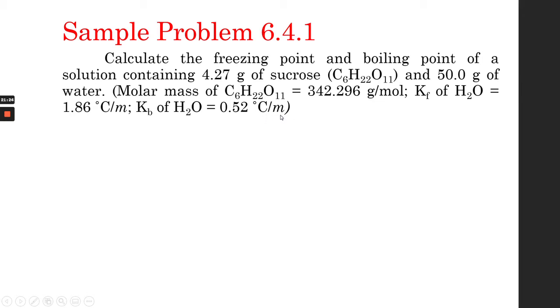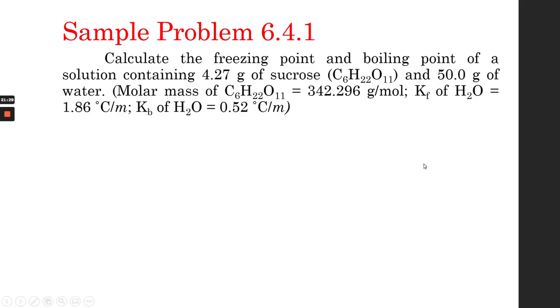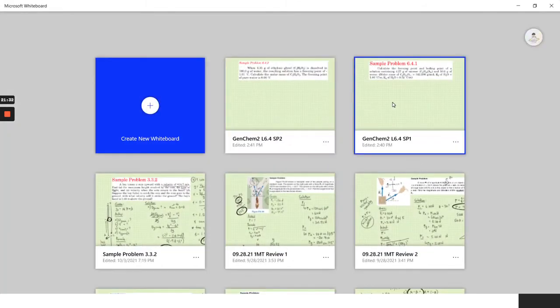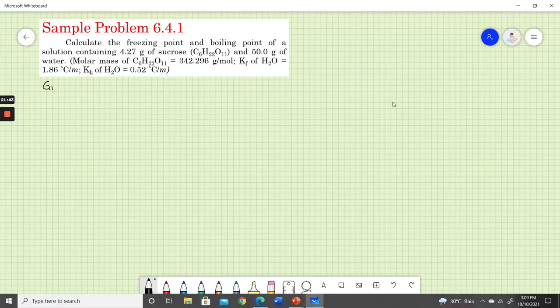Okay, so let's solve this. Let's move to the whiteboard in order for us to solve this. Okay, so let's begin solving this by first writing our given. So what's our given here? So the first thing that they gave us is the mass of sucrose, C12H22O11, and the mass of sucrose is equal to 4.27 grams.